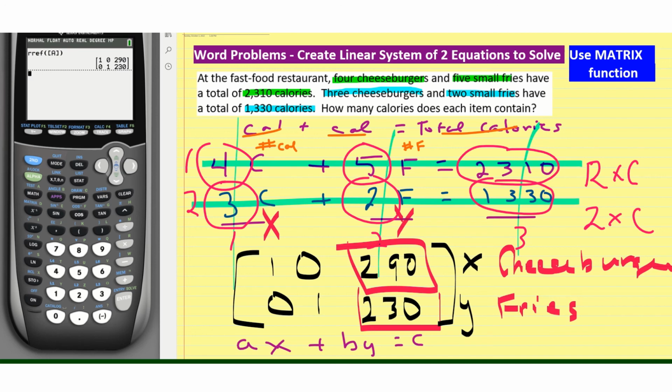So hopefully that helps you go through the process and know how to think about this in order to set up your system of equations from your word problem, and then use your matrix function in your calculator to find the final solution.